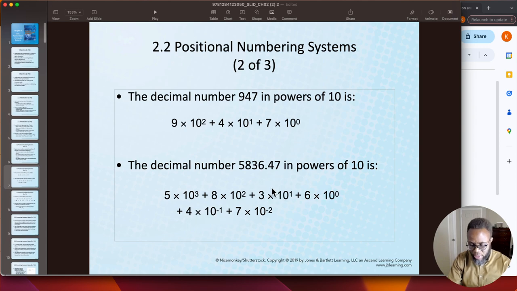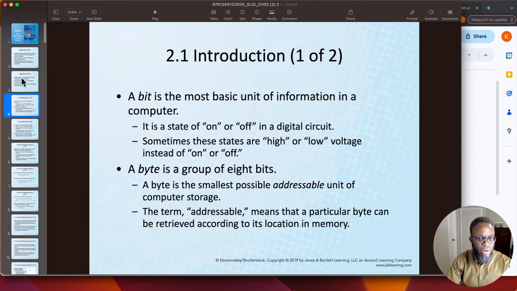So I think we talked about this last class, so let's not dwell on that too much. So these are positional numbering systems. Okay, so let's keep going. Let's see, where are we here?